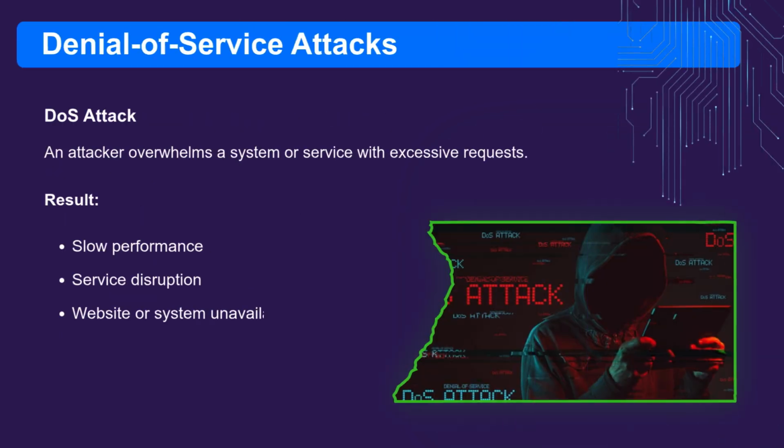Next, we have denial of service, or DOS attacks. In a DOS attack, an attacker overwhelms a system or online service with a large number of requests. As a result, the system may become very slow. In some cases, the website or service may become completely unavailable. This can cause service disruption and affect normal users.